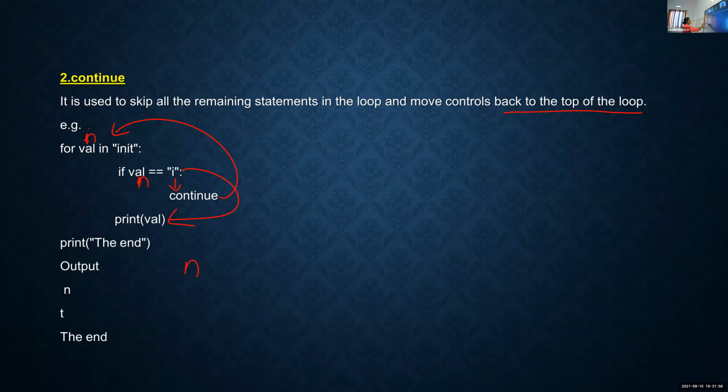Then again control moves back to the for loop. The next value is again I. Here I equal to I is true, so it will execute the continue statement and go to the top of the loop. Then it will take T. T equal to I is false, so it will print T. So the result is T. After that, there is no character, so it will execute the end.